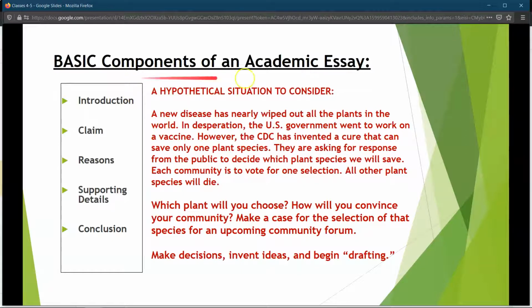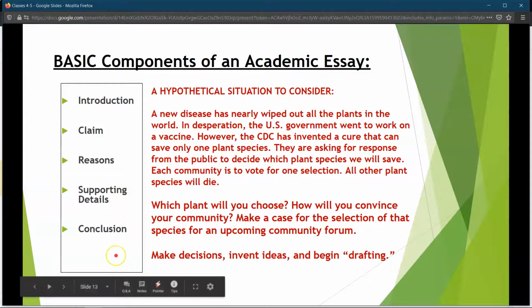So here are the basic components of an academic essay: the introduction, the claim, the reasons, supporting details, and conclusion.